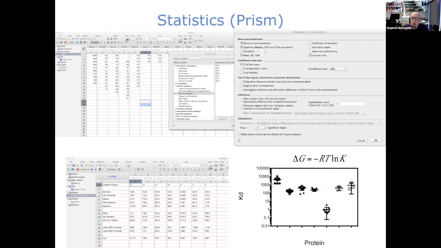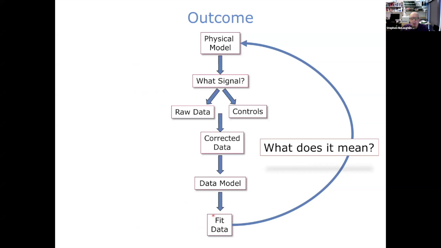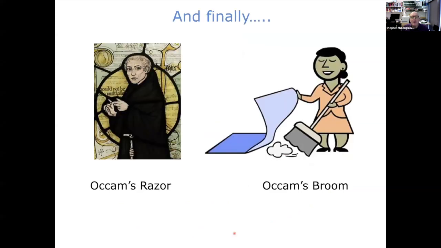And what does this KD actually mean physically? Well, it relates to the energy of the interaction. So how much of a change in KD is really significant? Okay, so in the end, you've fitted your data. What does it all mean? Hopefully the physical model is going to tell you something about the biology.